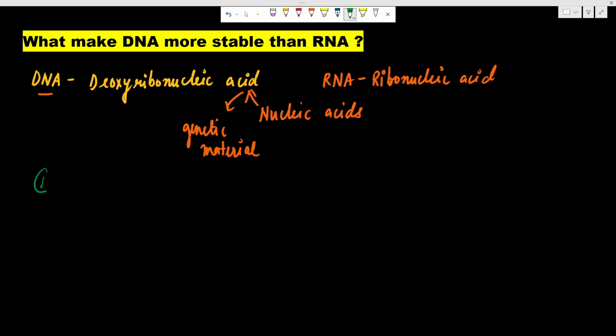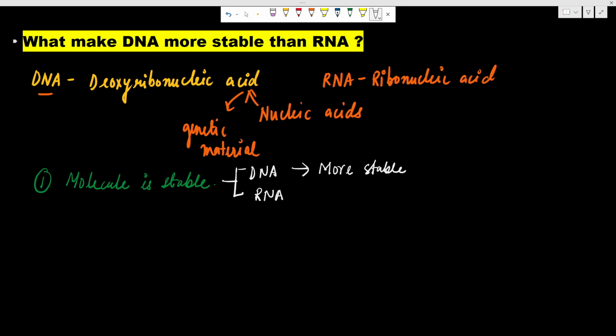Firstly, to become a genetic material, there are certain criteria that should be satisfied by the particular molecule. First one is that the molecule which we will consider as the genetic material is stable, right? So if we compare the stability between DNA and RNA, which one is more stable? DNA is more stable.